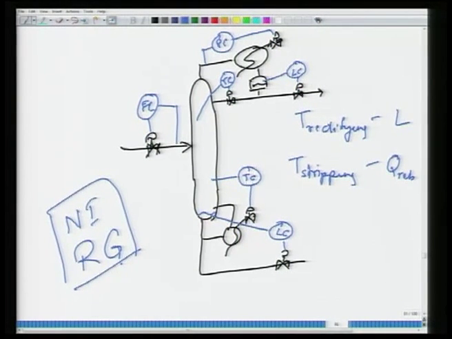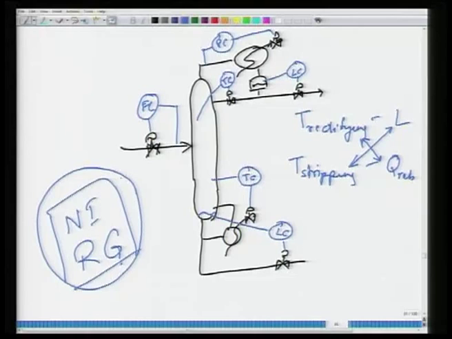On the other hand, if you do this kind of a pairing, where you are controlling a rectifying tray temperature using reboiler duty and a stripping tray temperature using reflux, now that does not make sense, right. Then what you would find is that these metrics are not well behaved. You may get a negative Niederlinski index or you may get a relative gain that is negative, and therefore, these pairings are not recommended.